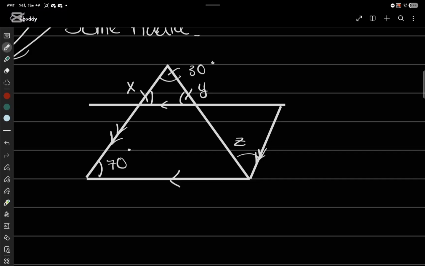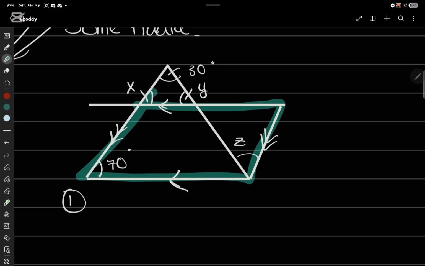So you're asked to find x, y, and z. Okay, first step, you notice these hatch marks, these arrowheads. They indicate that this is a parallelogram because you have two pairs of sides that are parallel. This one and this one, and this one and this one. Okay, so it's a parallelogram.